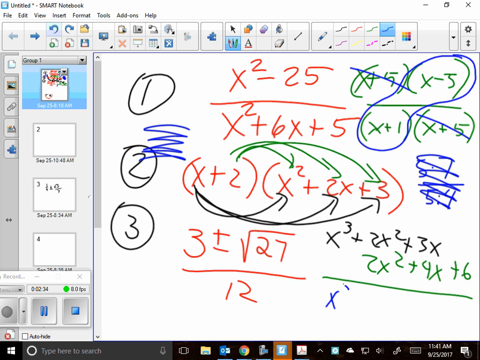This is where the rubber meets the road. X to the third plus 4x squared plus 7x plus 6. Raise your hand if you had that one right. Awesome. That's way more than normal. You're in a very smart class right now. You should be happy about that.